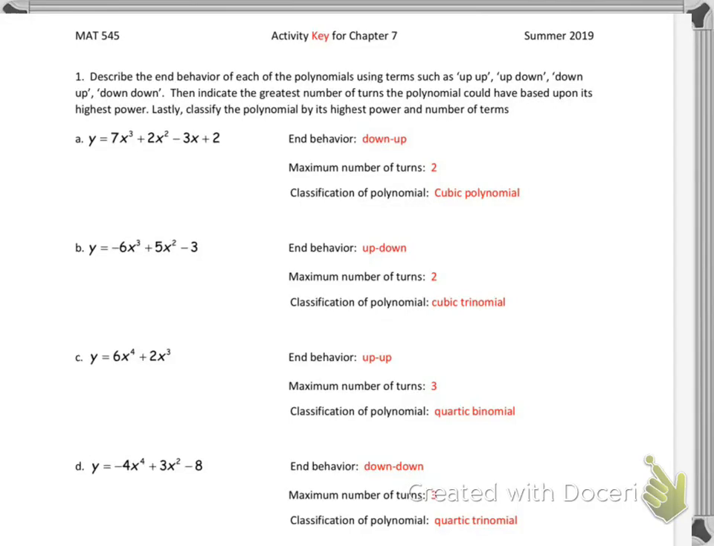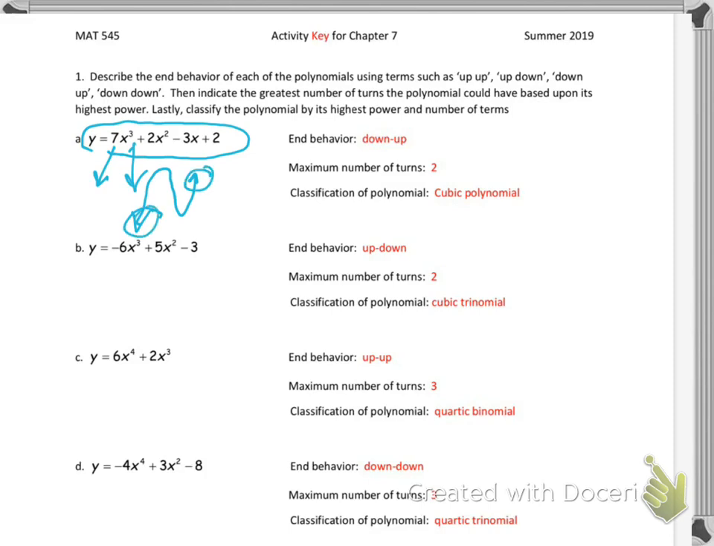Okay, in this video, I just wanted to go through the answer key for Chapter 7. So let's go through problem number 1. All right, so I gave you a cubic. This is a cubic function. It's odd, and odd functions start down and then go up. Okay, so that's the pattern for an odd function where the leading coefficient is positive. So that's why I'm saying down, this is your down, and this is your up.